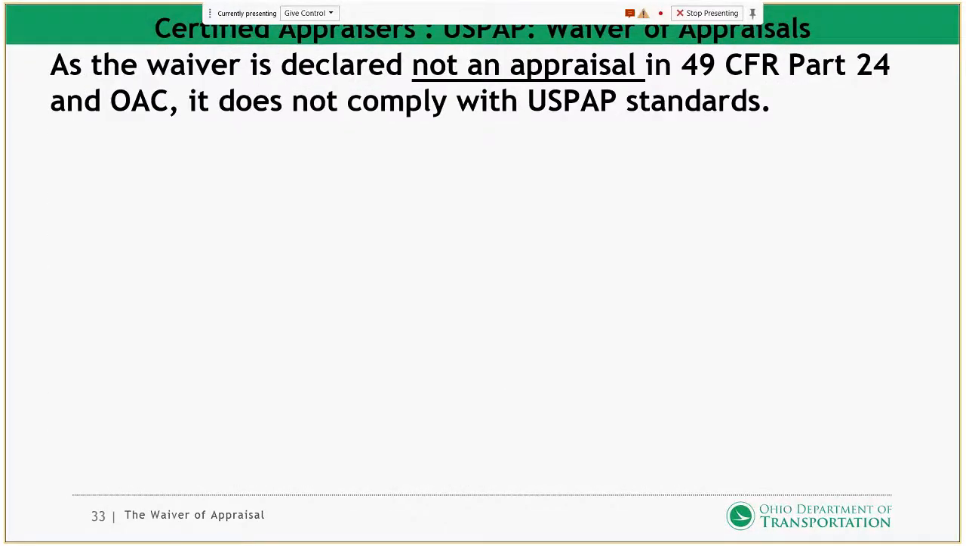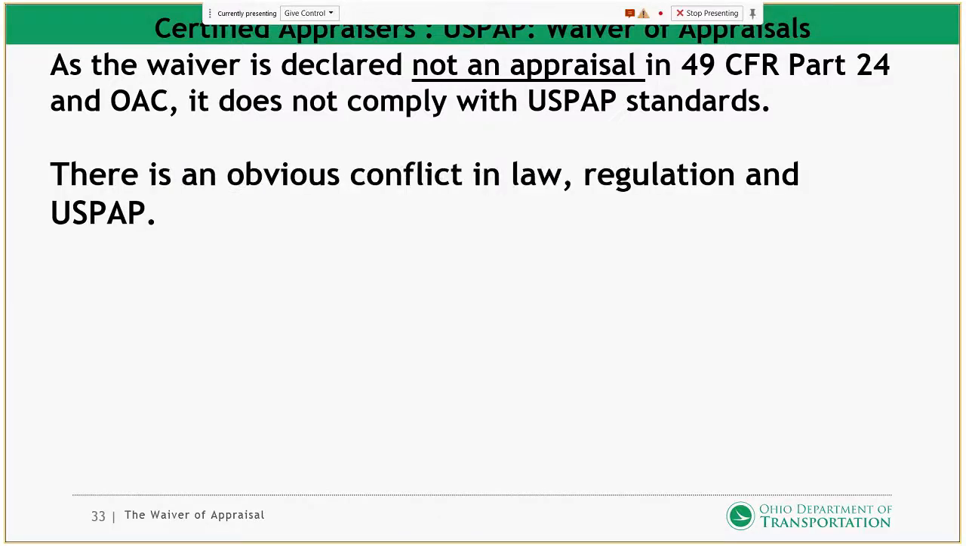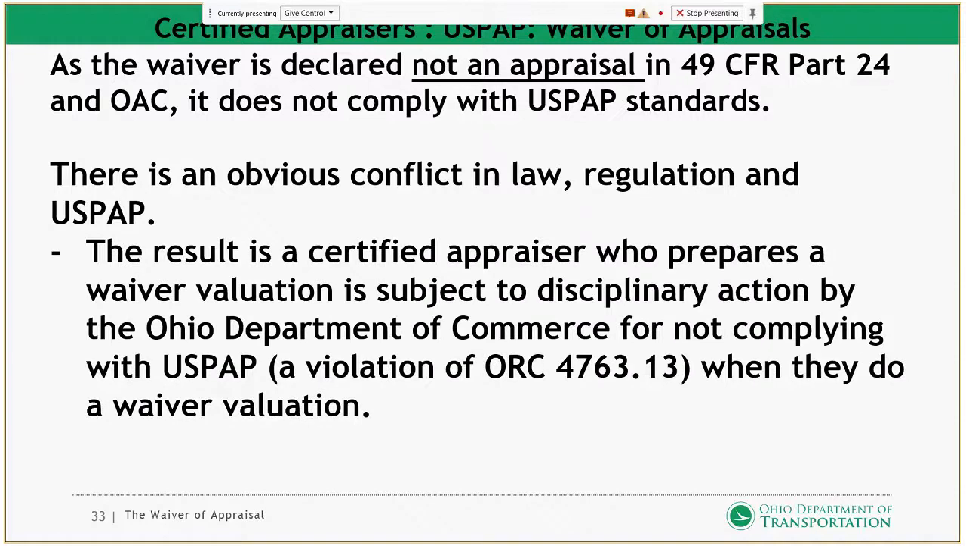So as the waiver is declared to be not an appraisal in 49 CFR and also in the Ohio Administrative Code, it doesn't comply with USPAP standards. There's an obvious conflict in law, regulation, and USPAP. The result of all of this is that if we use a certified appraiser to prepare a waiver valuation, and that certified appraiser complies with our procedures, that certified appraiser is subject to disciplinary action by the Ohio Department of Commerce because they didn't comply with USPAP, and that's a violation of the Ohio Revised Code if they do a waiver for us.